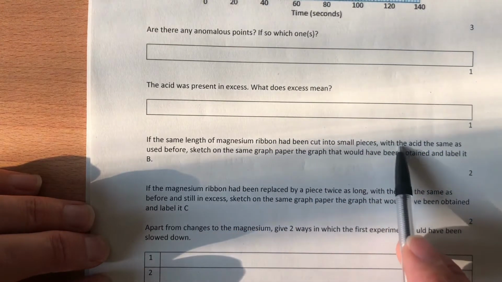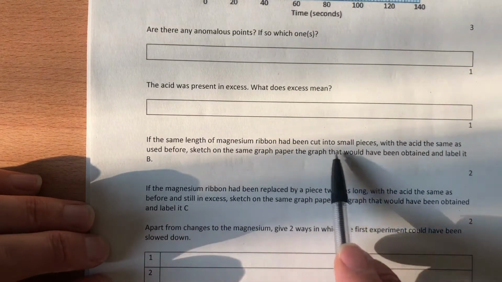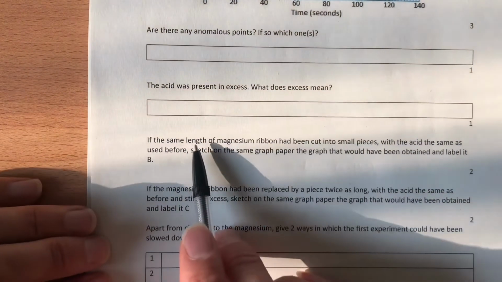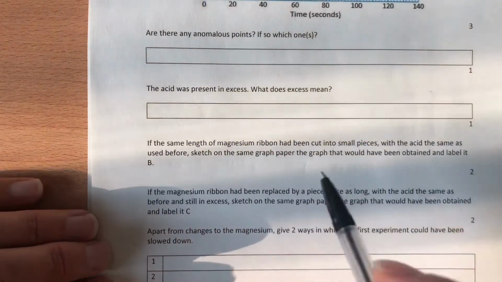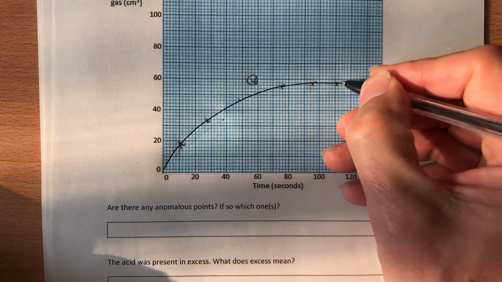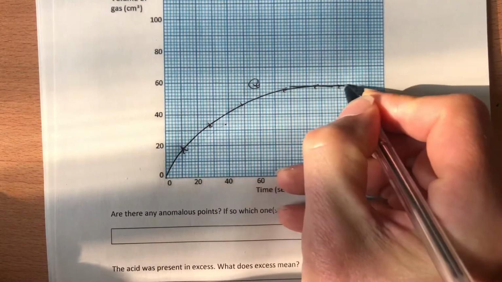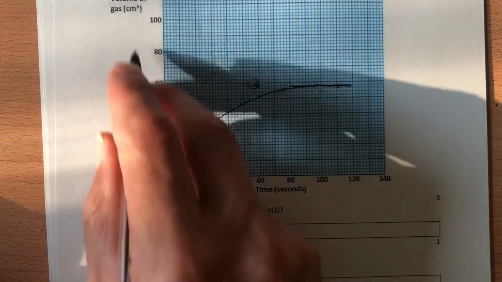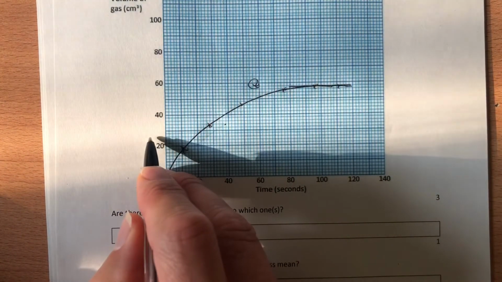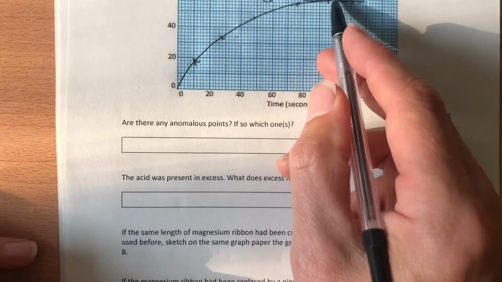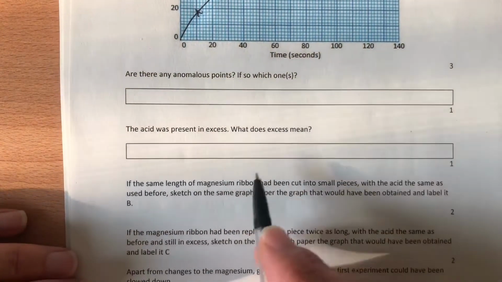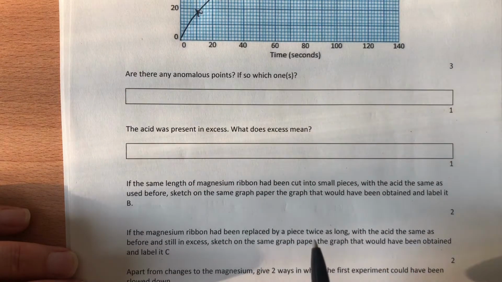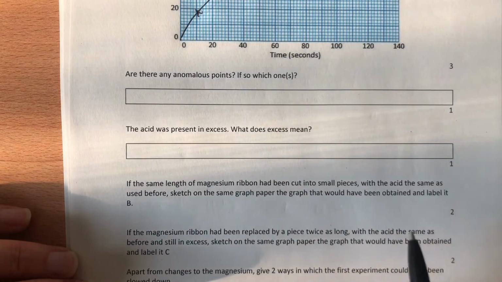Smaller pieces, acid the same as before, sketched on the graph, what would we expect? If it's the same amount, it's going to finish at the same height. It's going to finish here. The reaction is going to give off exactly the same amount of gas, because if we wanted more gas, we'd have to start with more particles. We don't start with more particles. If we wanted less gas, we'd have to start with fewer particles. So it has to finish at the same point there. But we're using smaller pieces. Smaller pieces is a greater surface area, so we've got more particles on the surface, more particles exposed.